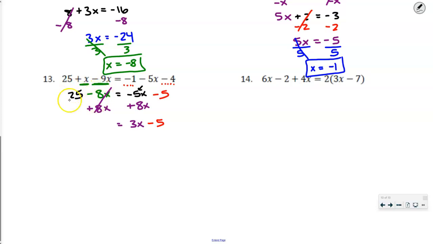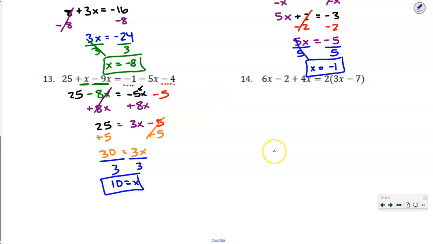This has now been zeroed out, but I still have those 25 unit tiles, so now my equation is 25 equals 3x minus 5, and I can begin solving. I undo subtracting 5 by adding 5 and balance it by doing the same thing to the other side. That leaves me with 30, which is equal to, since that zeroed out, 3x. Just one solving step left. I divide each side by 3, and I get 10 is equal to x.